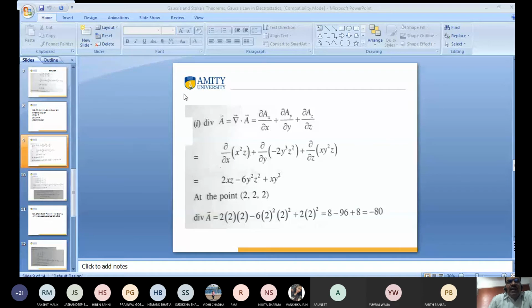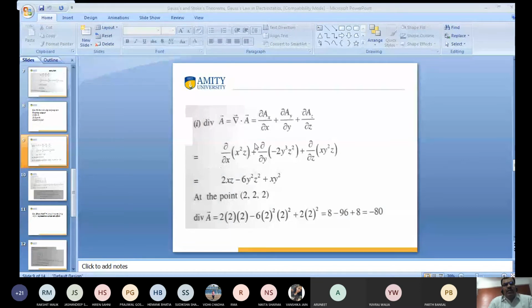Divergence of A is equal to del dot A, which is equal to del Ax by del x plus del Ay by del y plus del Az by del z. Already do you have this one? What is the value of Ax? Ax is equal to x squared z, and Ay is equal to minus 2y cubed z squared.